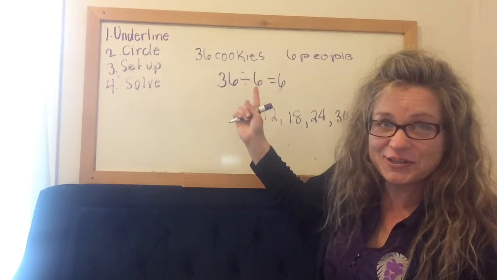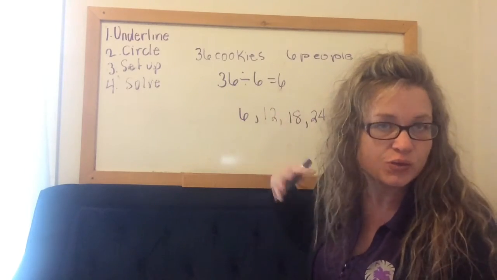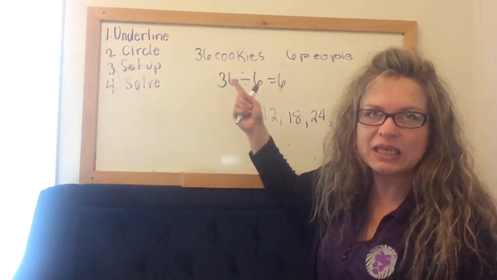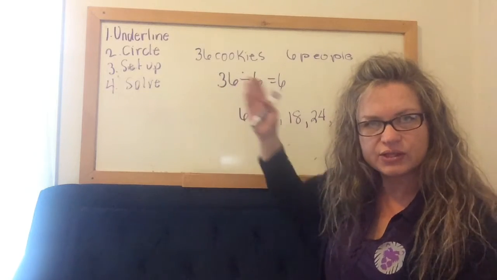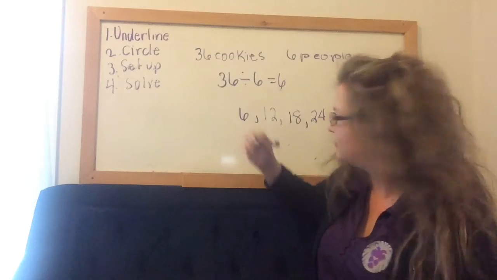Again, the answer is not 6 here. Is it 6 elephants, 6 stars, 6 Miss Cannons? What are we talking about? Well, we wanted to know how many cookies each person could eat if the 36 were divided equally. Therefore, the answer is 6 cookies. Very good.